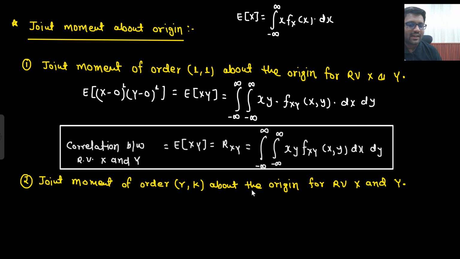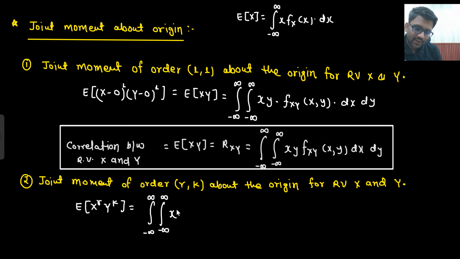Joint moment of order r, k about the origin for random variables x and y. So about the origin, you need to find the moment of order r and k. What would that be equivalent to? You will take the limit of x and y, x to the power r, y to the power k, fxy(x, y) dx dy. It is a very rare chance that anyone would ask it, but if they do ask it in the examination, you should have the concept so that you are able to calculate this integration. Very easily you will be able to calculate it. But from this slide, this is the important part.